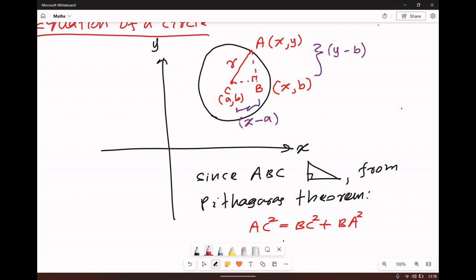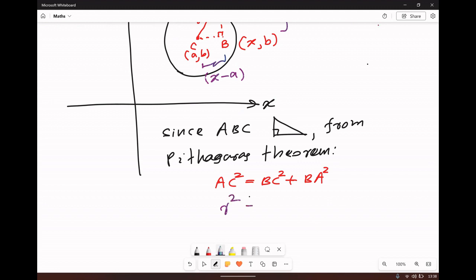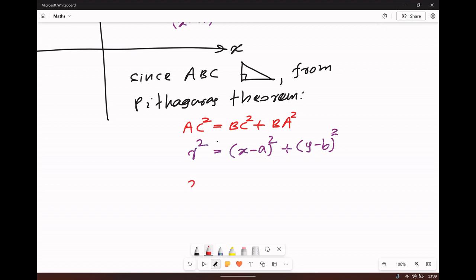Right, so now we know AC is equivalent to r, the radius of the circle, BC is x minus a, and AB is y minus b. So let's substitute these values into this equation. AC is r squared, BC is (x minus a) squared, and BA is (y minus b) squared. So based on the basic arrangement, I would write (x minus a) squared plus (y minus b) squared is equal to r squared.